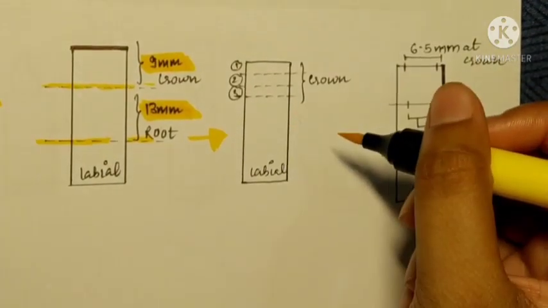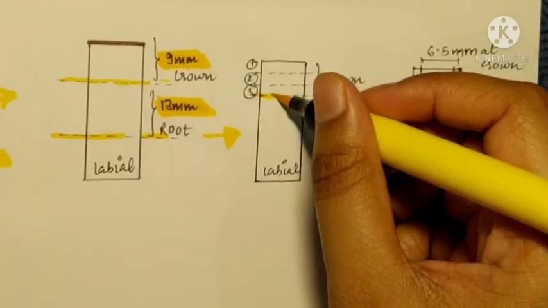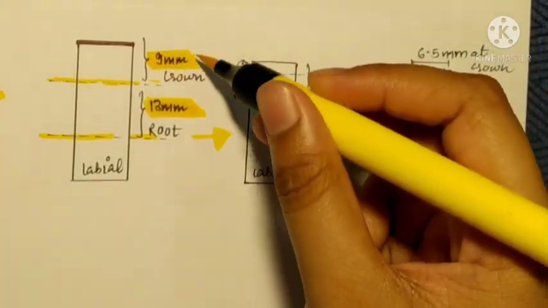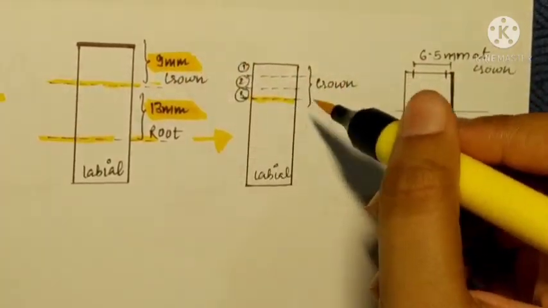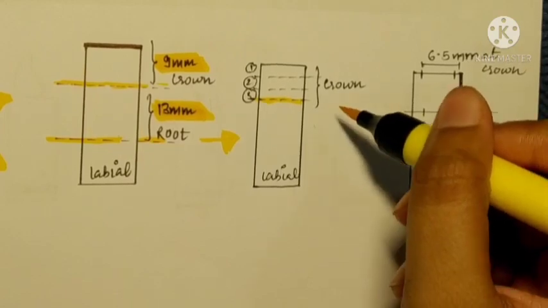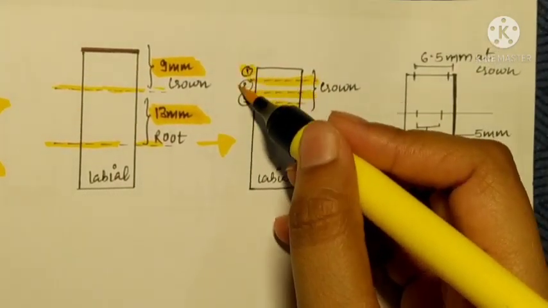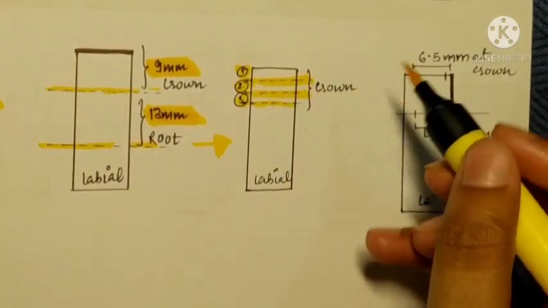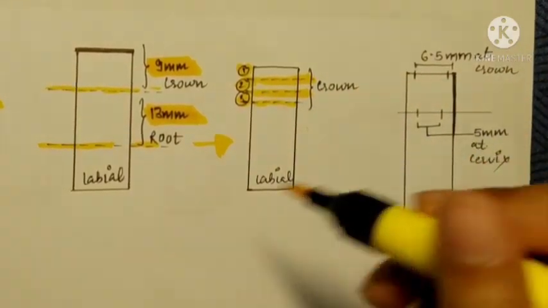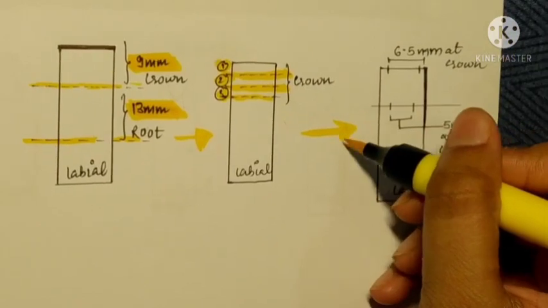Moving to our third step, where previously the crown was marked as 9 mm, we are going to divide our crown into three equal parts: 1, 2 and 3. We have divided our crown into three equal parts. Now moving to our next step.